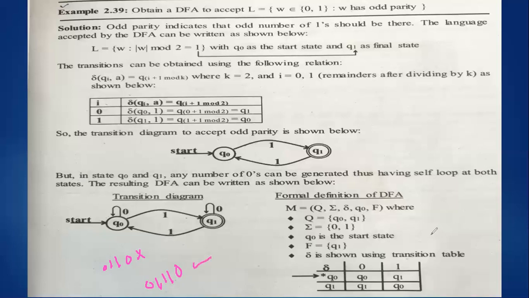In your question, they mentioned the input alphabets are what? 0, comma 1 exactly. Because of that, we need to provide a transition for 0 also, so better to go for a self loop.